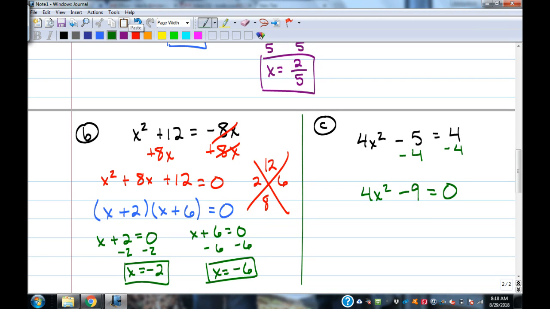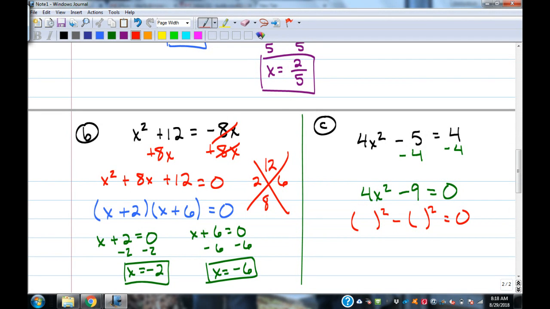Not 1. Then I look at how many terms I've got. 2 with a minus sign in the middle. The only way that can factor is if that is a what? Difference of squares. Can it be rewritten as something squared minus something squared?